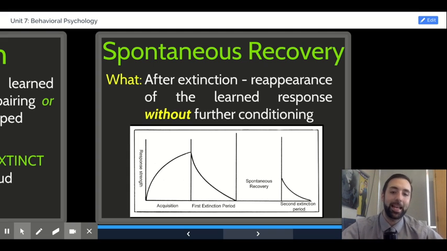But we call this phenomenon spontaneous recovery, where a behavior has seemingly gone extinct. Relearning has not occurred. That's very important. No further conditioning, but that behavior returns typically quite a bit weaker, but nevertheless still reflected in that behavior. And then it typically goes extinct again.